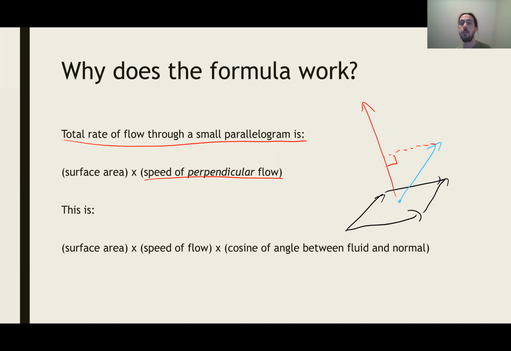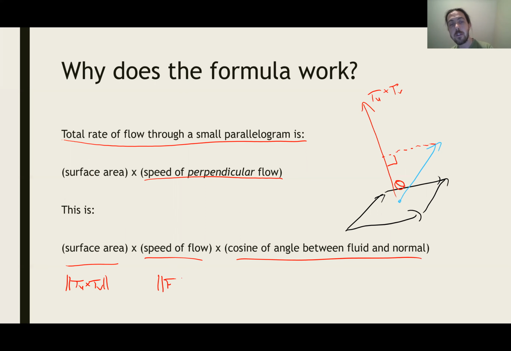Here, if this is the normal vector, T_u cross with T_v, like that, then what we want is to multiply our surface area of the parallelogram by the speed of the flow, the length of this blue vector, times the cosine of this angle between the fluid and the normal. But the surface area is the length of T_u cross with T_v. The speed of the flow is the length of this vector F of Phi of u, v. And the cosine of the angle between them is just cos theta.